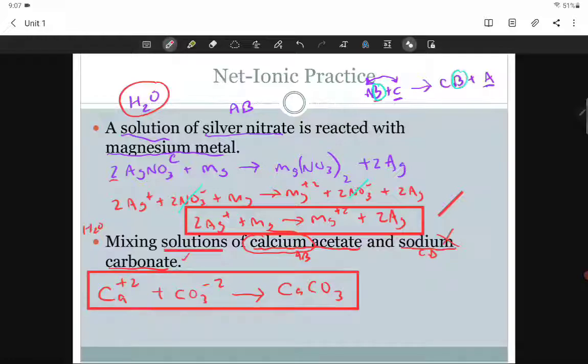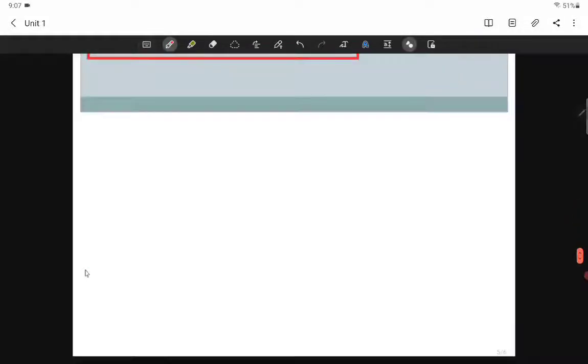Yeah, there we go. Okay, so what happened to the acetate and what happened to the sodium? Those are spectator ions. They were in solution before the reaction began, and they're still in solution. They're floating around the beaker when we're all done. So they weren't part of the reaction. And these are going to take some practice.